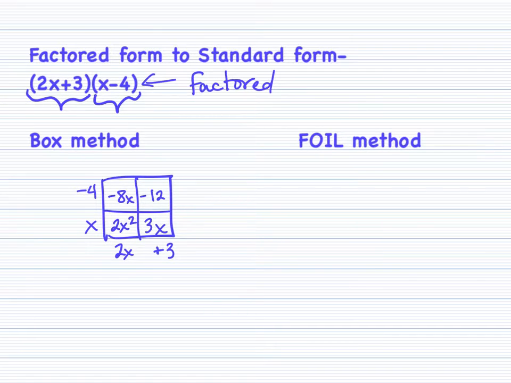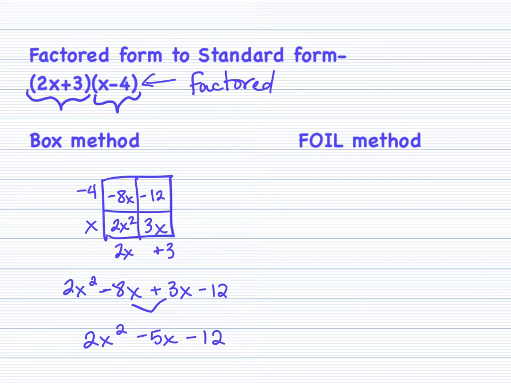So, the important thing with using the box method that a lot of people forget is that you have to write out what's inside the box. So you've got 2x squared minus 8x plus 3x minus 12. Combine our like terms. So we've got 2x squared minus 5x, that's a negative in case that's not obvious, and then minus 12. So that right there is called standard form.